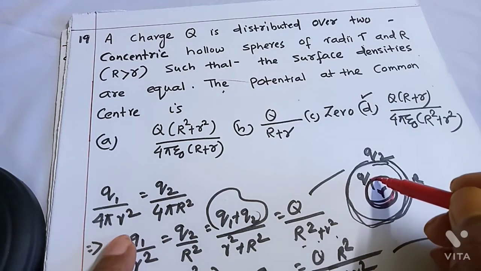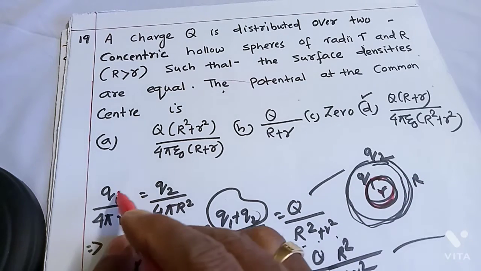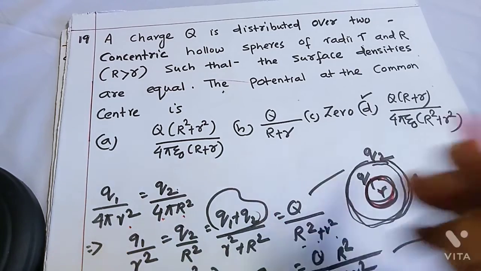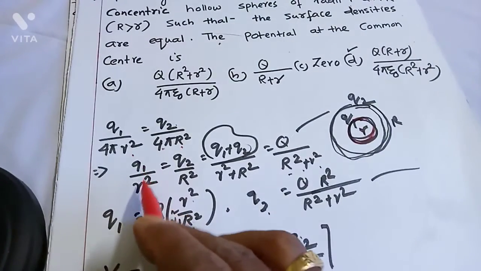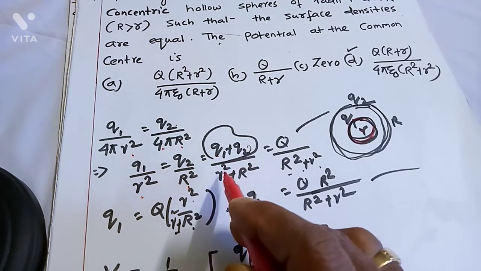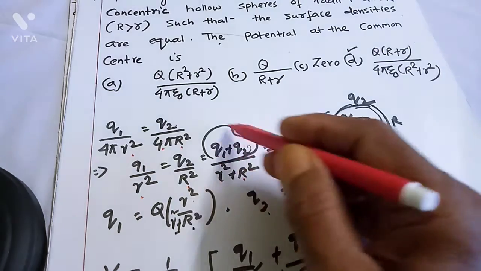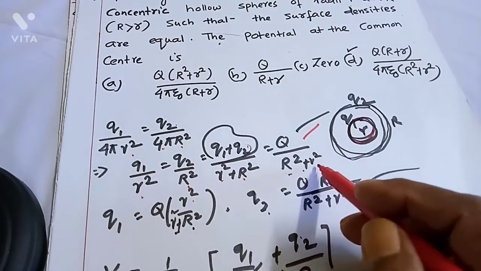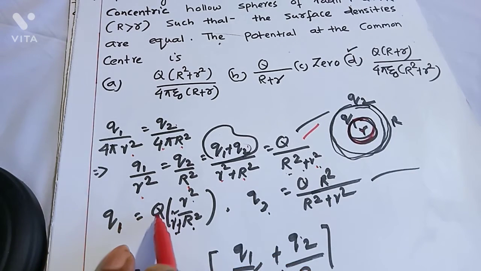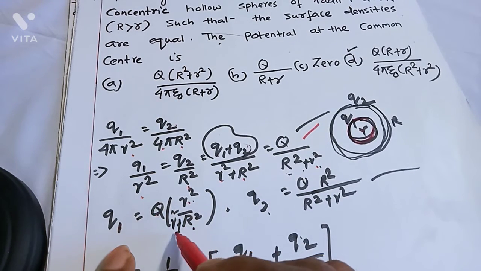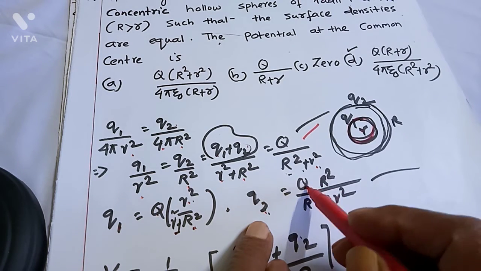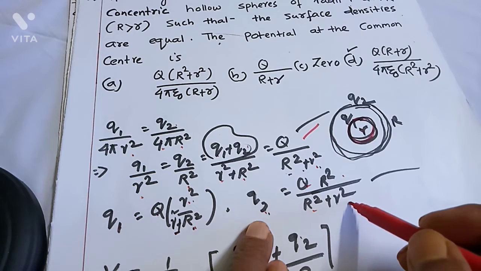Let q1 be the charge on the inner one. So q1 by 4 pi small r square equals q2 by 4 pi capital R square. This implies that q1 by small r square equals q2 by capital R square, which equals q1 plus q2 by small r square plus capital R square. The total charge is capital Q, so Q by small r square plus capital R square. From this we can find the charge q1, that is, q1 equals Q small r square by small r square plus capital R square. Similarly q2 equals Q capital R square by small r square plus capital R square.